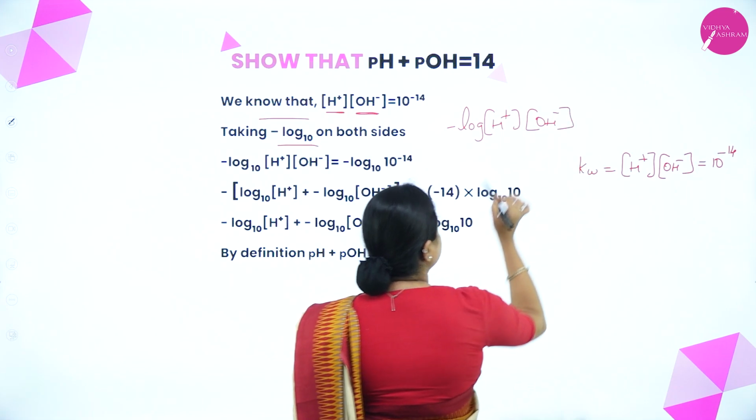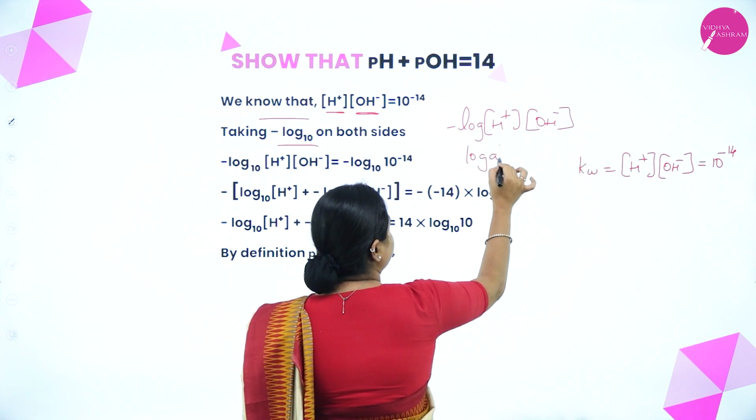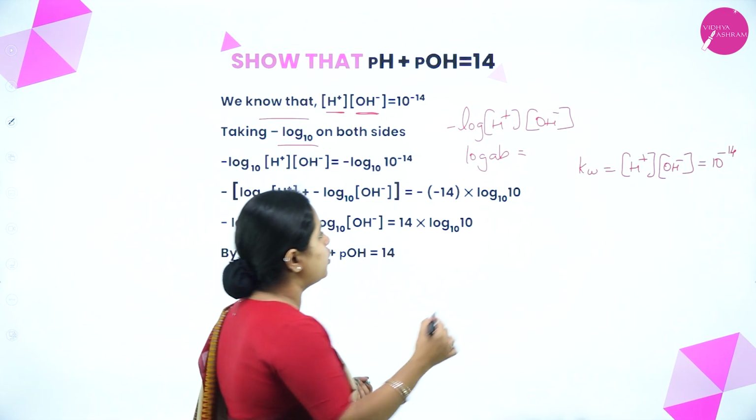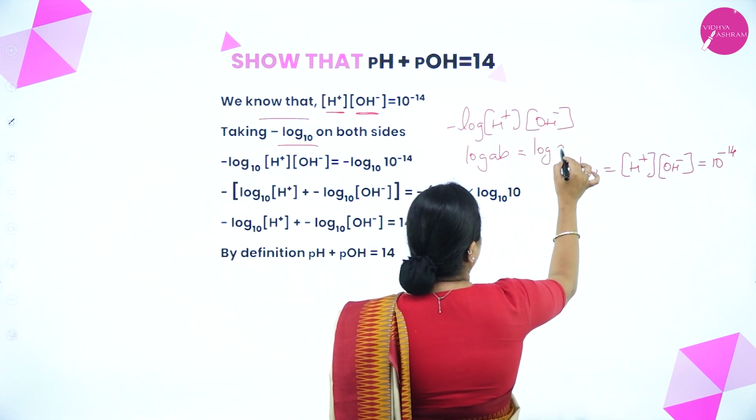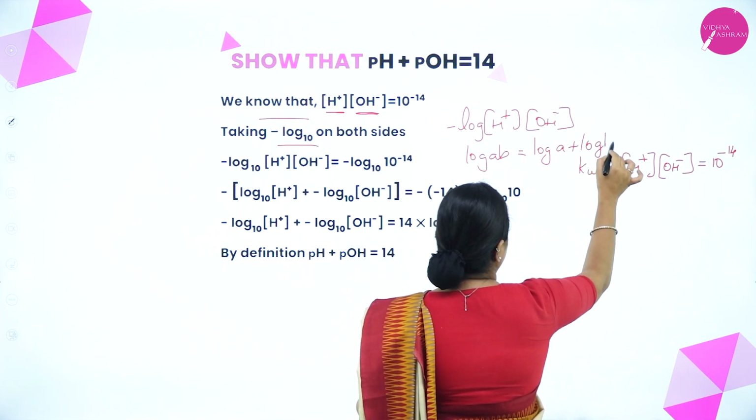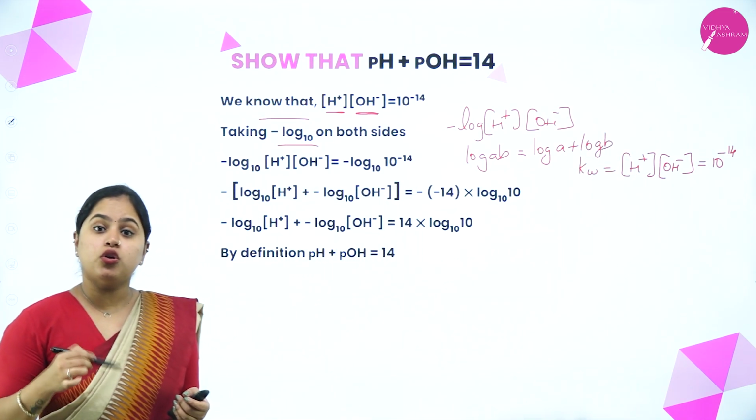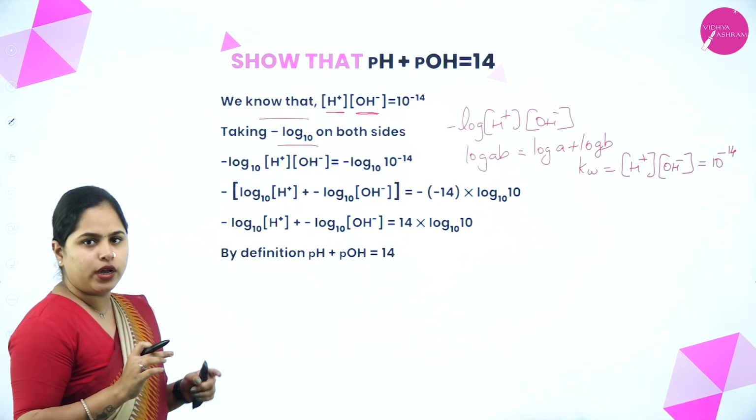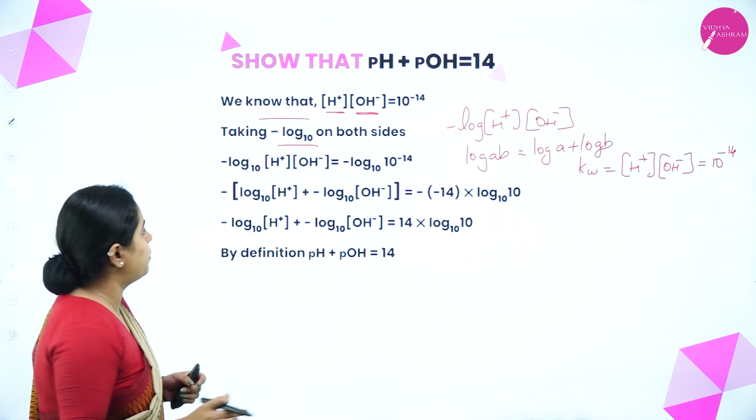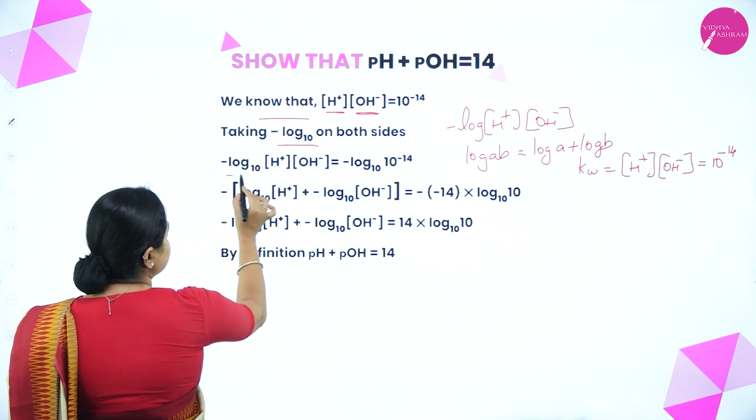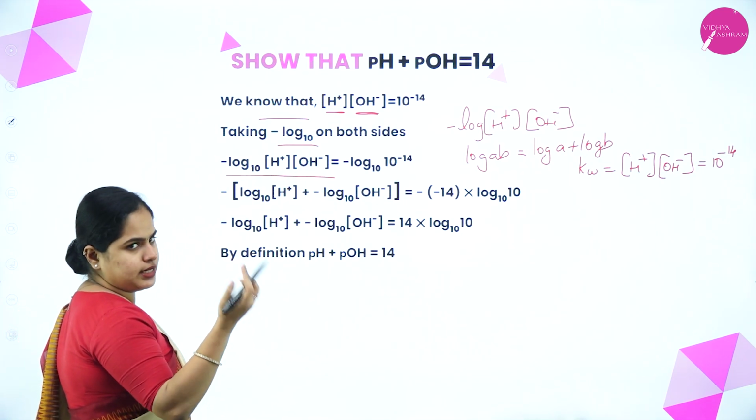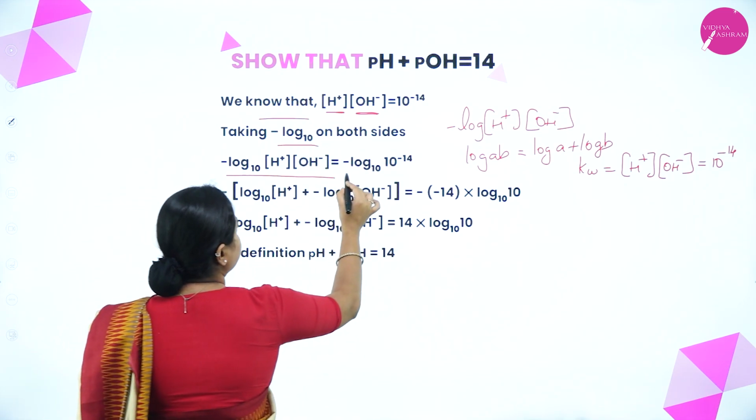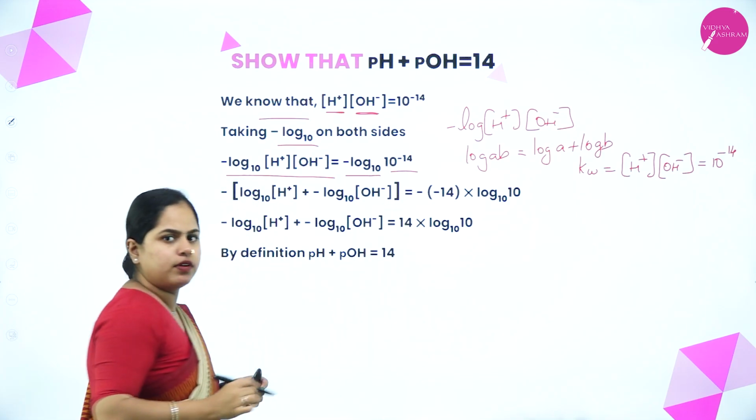So can I tell that this is in the form log AB? Yes, it is log A into B, right? So what is log A into B? It is log A plus log B. So log AB is equal to log A plus log B. So we can expand it and write it in the form log AB. So we are going to write it as log A plus log B. So you can see here minus log H plus into OH minus. I am going to multiply minus log, and on the other side also I am going to multiply minus log base 10 to the power minus 14.